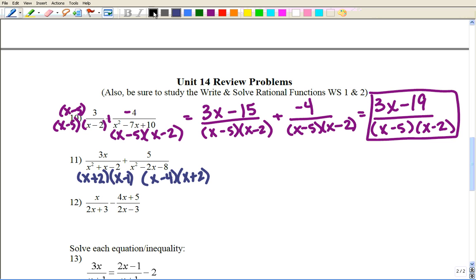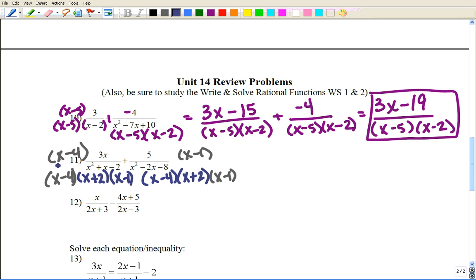So if I take this first one, they both have an x plus 2, but one has an x minus 1, the other one has an x minus 4. So they each need everything. So this one will need an x minus 4. So I'll multiply both the top and the bottom by x minus 4 on this side. And over here, this one needs the x minus 1. So I'll put the x minus 1 and the x minus 1 on the top and the bottom.